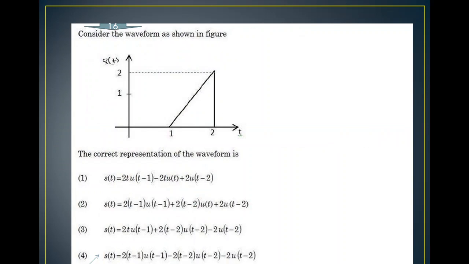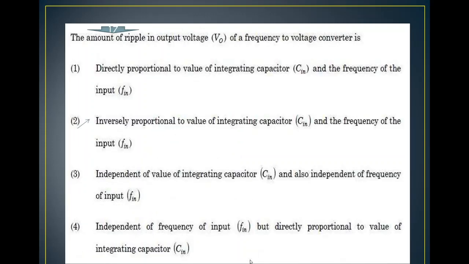Next, question number 60, simple, the waveform as shown in the figure and the correct expression of the waveform. So simply you can write here the coordinate points, that is 2 2, and here 0 1 0, and write the equation of this line, and again write the equation of this line, combine both and write the simple Laplace transform. The correct option is 4, that is s of t is equal to 2 into t minus 1 ut minus 1 minus 2 into t minus 2 ut minus 2 minus 2 ut minus 2. Next question, question number 17.